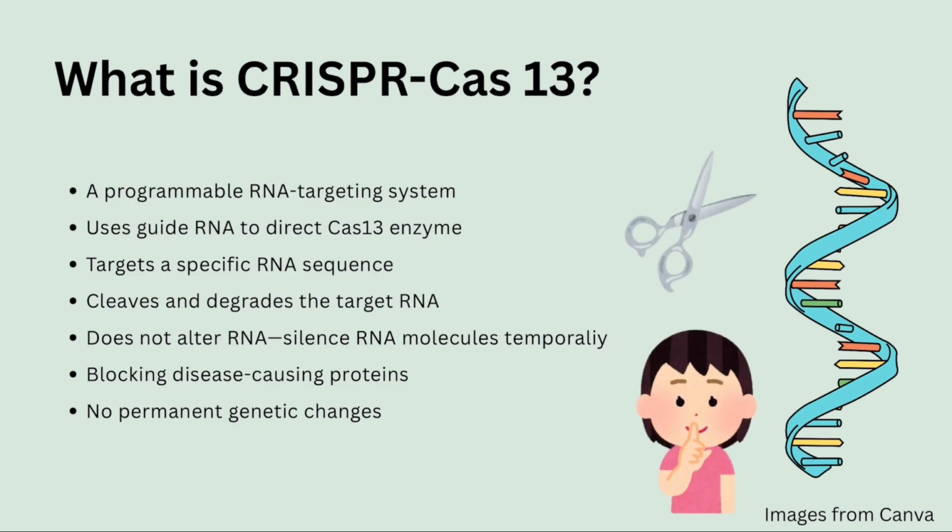Firstly, what is CRISPR-Cas13? CRISPR-Cas13 is a programmable RNA targeting system derived from bacterial immune defenses. It uses a guide RNA to direct the Cas13 enzyme to specific RNA sequences where it cleaves and degrades the target RNA. Unlike DNA editing tools such as Cas9, Cas13 does not alter DNA. It temporarily silences RNA molecules, making it ideal for blocking disease-causing proteins without permanent genetic changes.